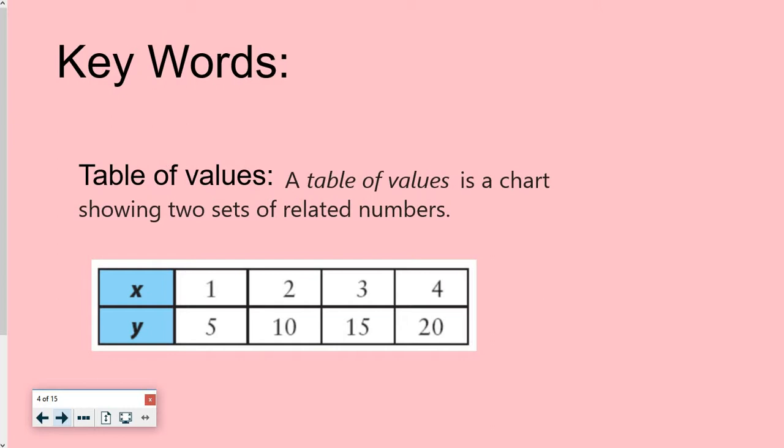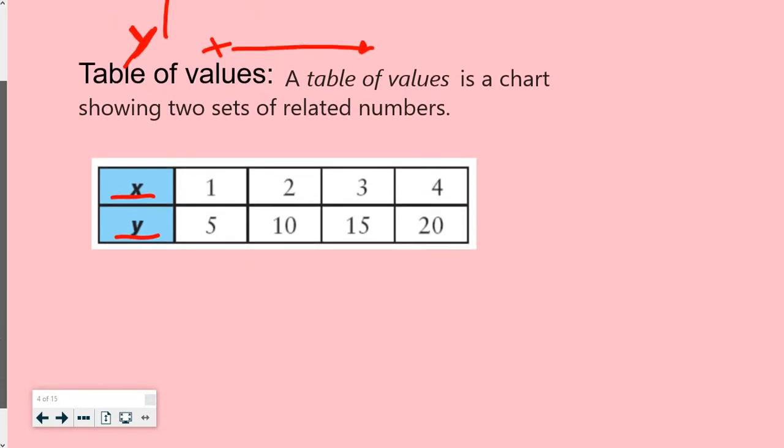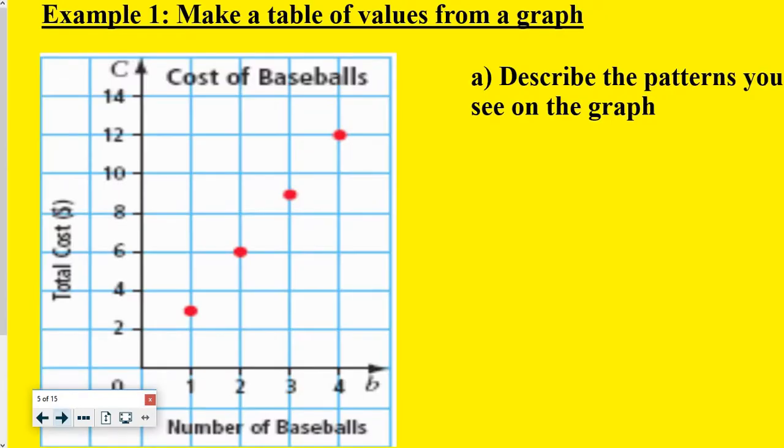So a table of values is a chart showing 2 sets of related numbers. One is going to be the X and one is going to be the Y. Now, when you do this, it's a graph. X is this way, Y is this way. So that looks like a bad Y. The Y is vertical, the X is horizontal. So remember, a table of values is a chart showing 2 sets of related numbers. That may be on your test.